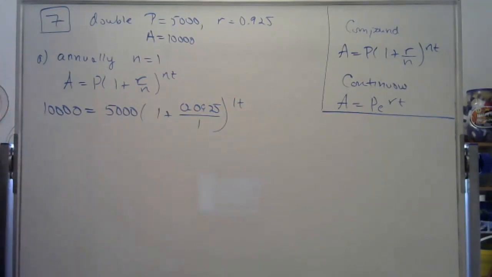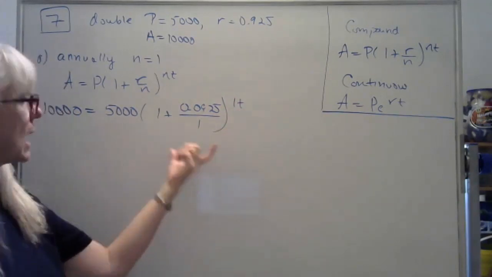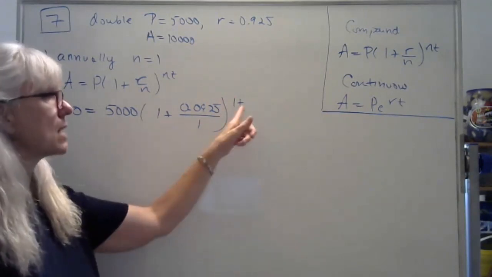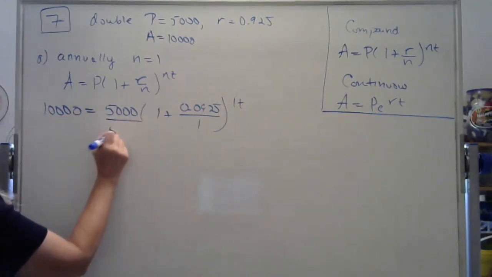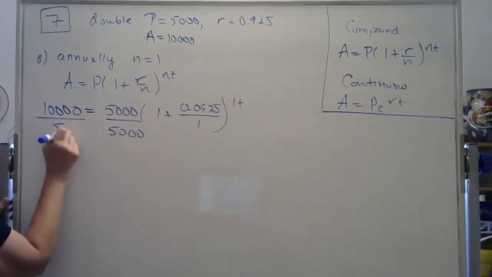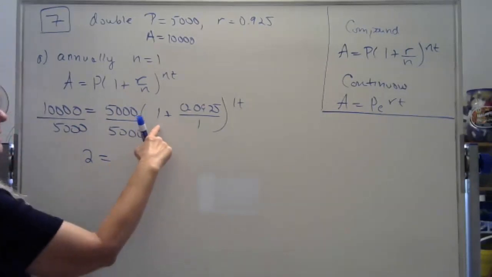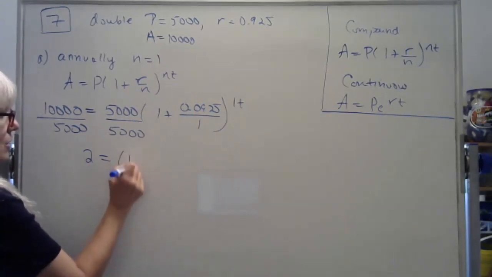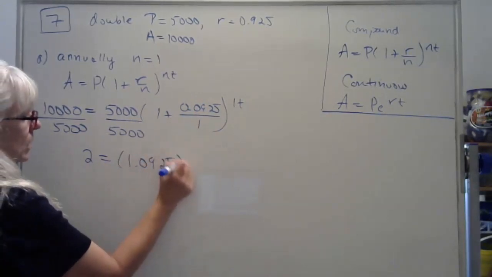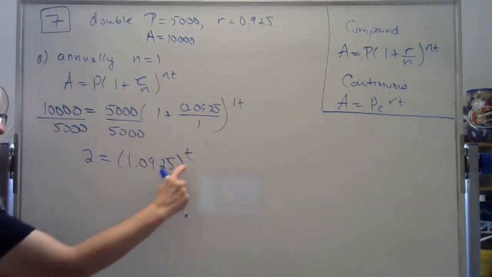Okay, well now what? This is similar to the one we just worked. The variable is sitting up there as an exponent. So we need to isolate the power, the base and the exponent term. So we're going to divide the 5,000 out. If I divide both sides by 5,000, we're going to get 2. And that's the doubling that's going on. Now on the inside of this, 0.0925 divided by 1 is still 0.0925. So the inside of that parentheses we can do in our head comes out to be 1.0925 raised to the t power. And now all we have to do is solve for t.